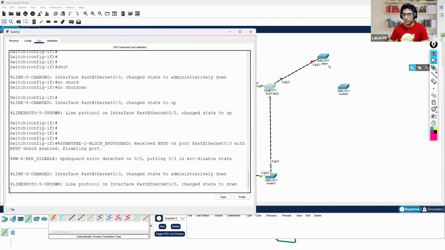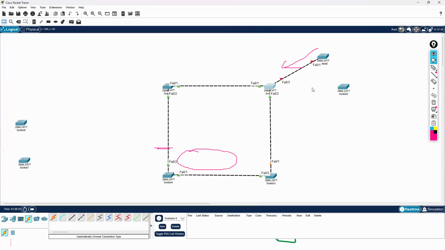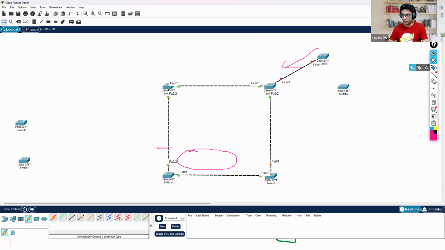Why did it go down? Because there was a BPDU received from switch number 8, and again it said received a BPDU on the 0/3 interface, so it moved that interface back to an error disabled state. Every time, it will keep moving back to error disabled. We connected switch number 5, which had a higher MAC, and even then it blocked. We connected a lower MAC, and then also it blocked. So that is the benefit of BPDU guard.